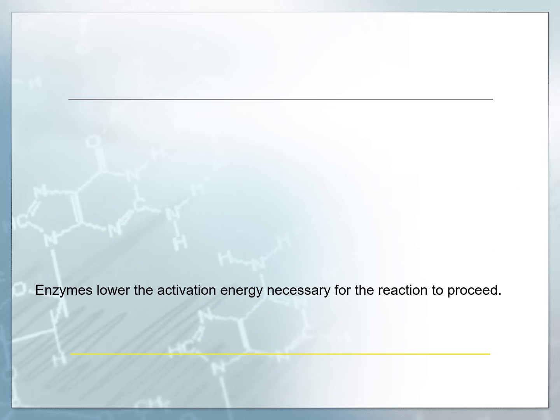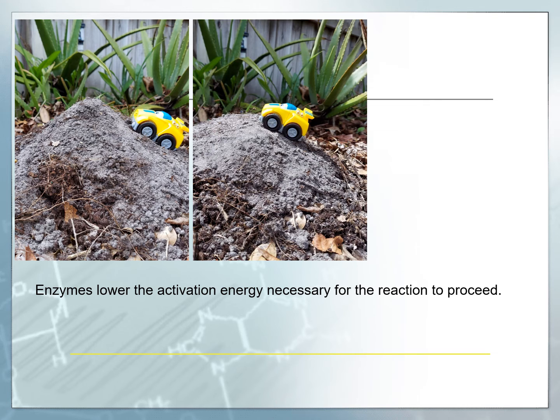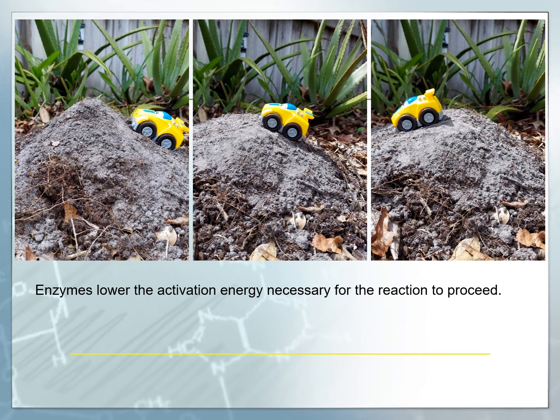Enzymes lower the activation energy necessary for the reaction to proceed. Think of activation energy like a push. The car needs a push to get up over the hill. Enzymes are like my hands lowering the hill so that it is easier for the car to proceed. Notice that the bottom of the hill did not change positions. Only the top of the hill was lowered so that it took less energy for my car to get over the hill.